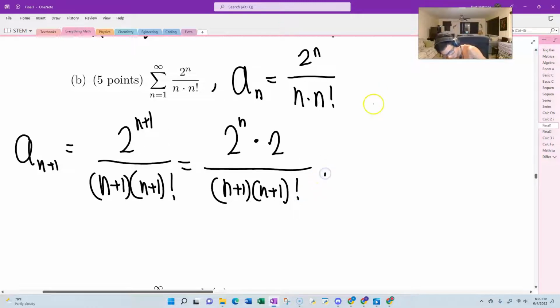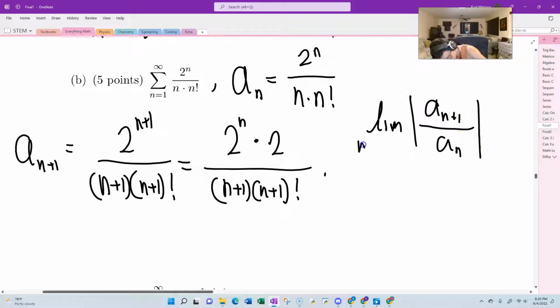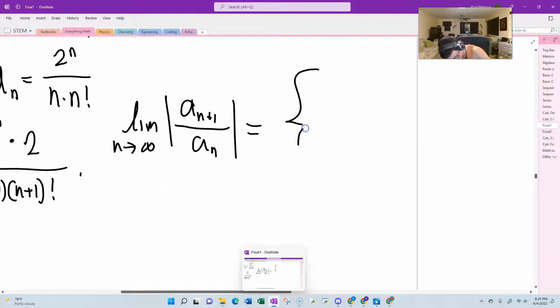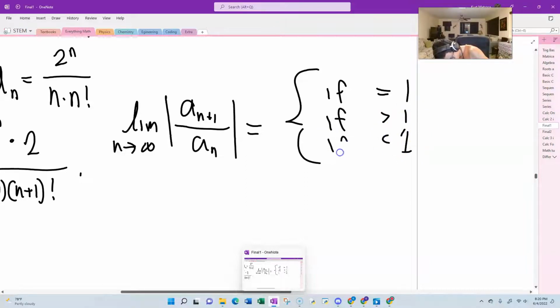And remember, the test: we want the limit of a sub n plus 1 divided by a sub n as n goes to infinity. And we have 3 results for this, right? If it equals 1, if it's greater than 1, if it's less than 1.